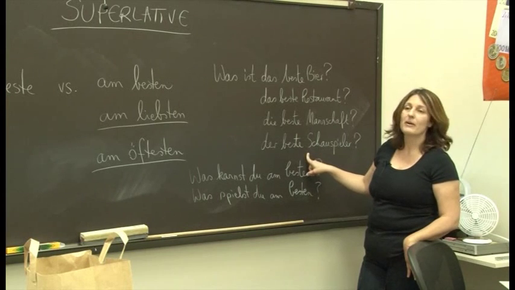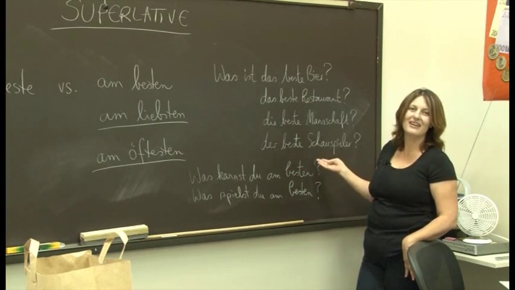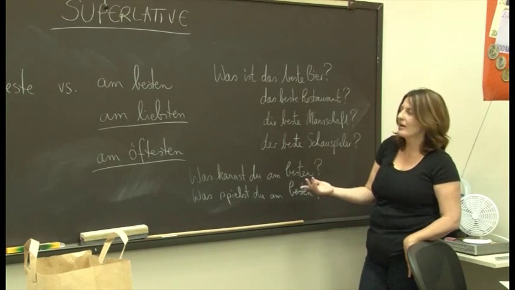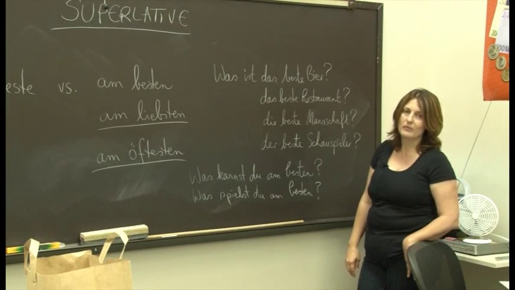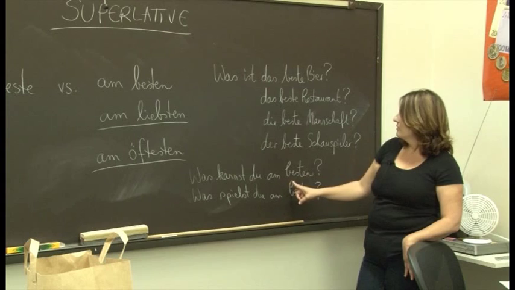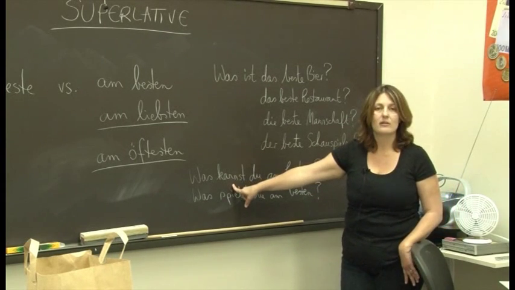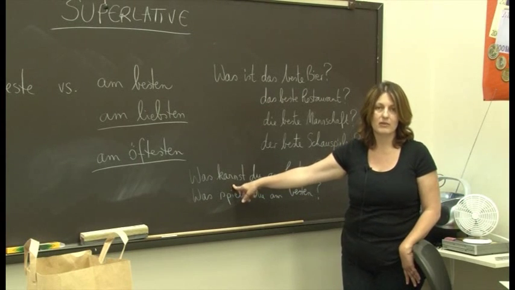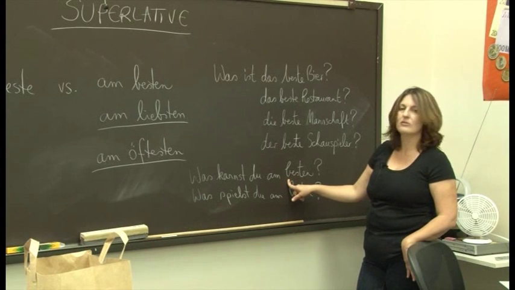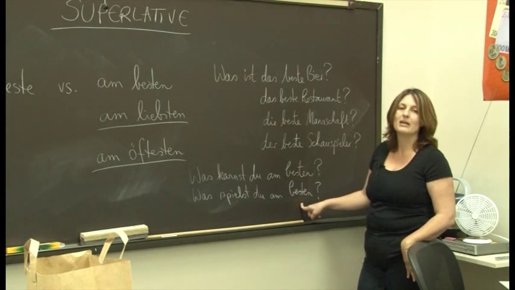Wer ist der beste Schauspieler, ja? And of course here it's your opinion, deiner Meinung nach, ja? Wer ist der beste Schauspieler? Okay? Aber was kannst du am besten? Ja? Here we're referring to können, an ability. What can you do best? No? So we use the adverb. Was kannst du am besten? Ja? Und was spielst du am besten?